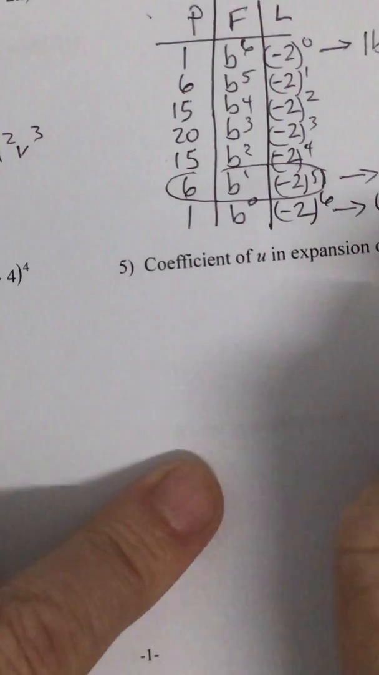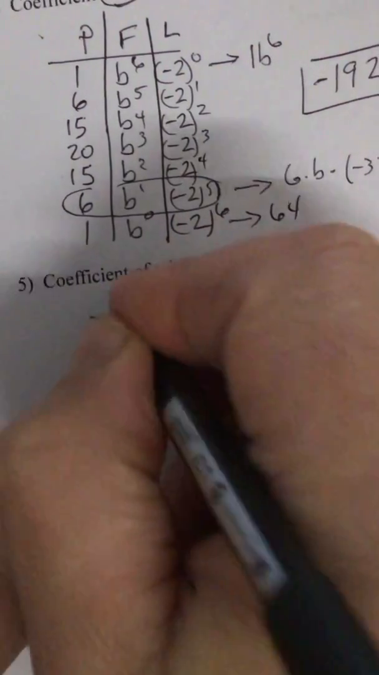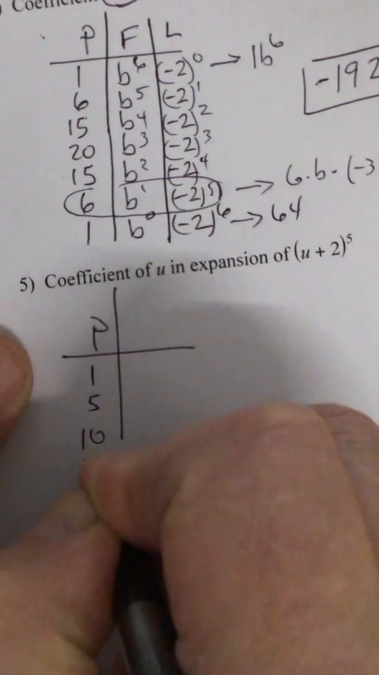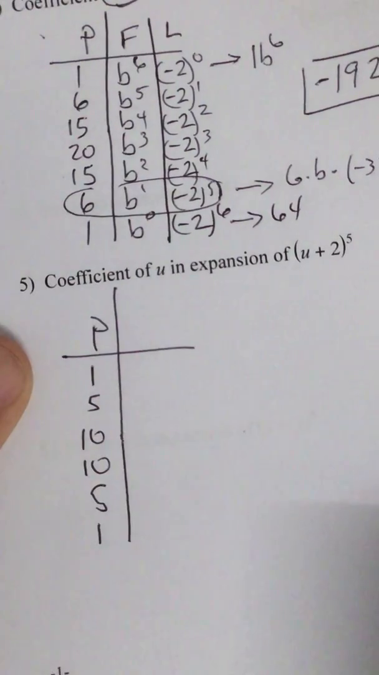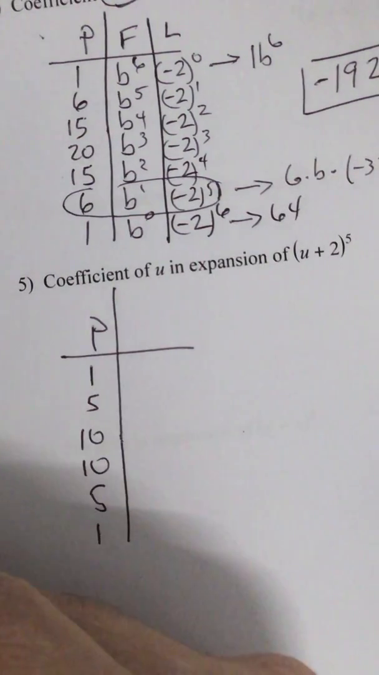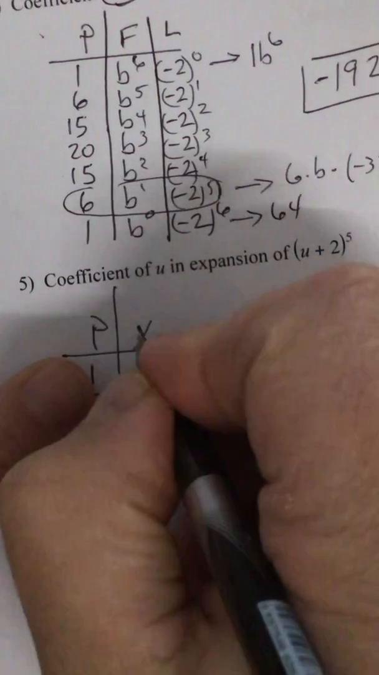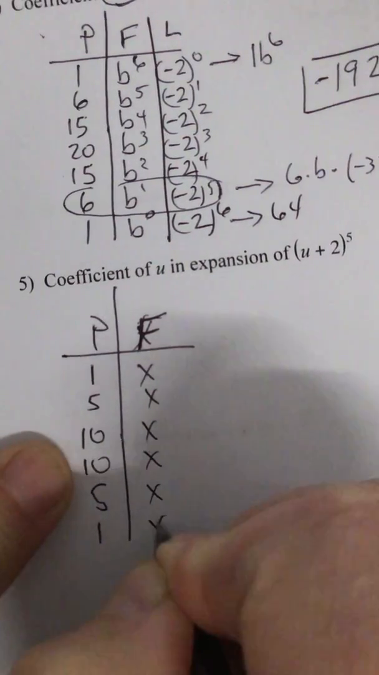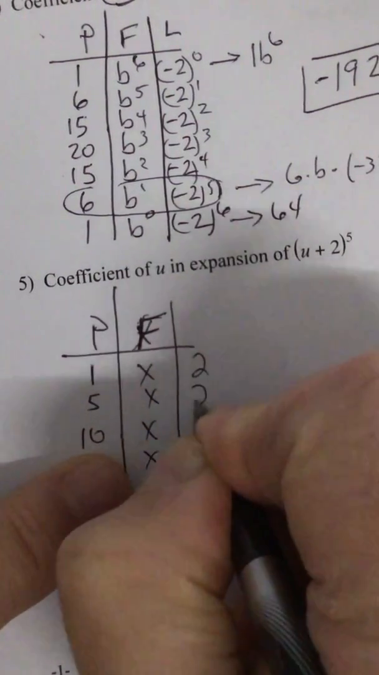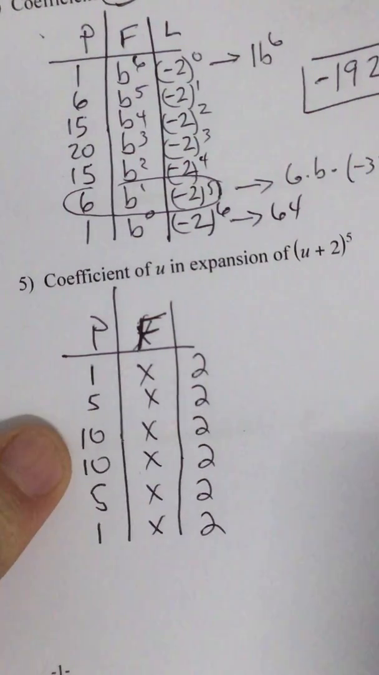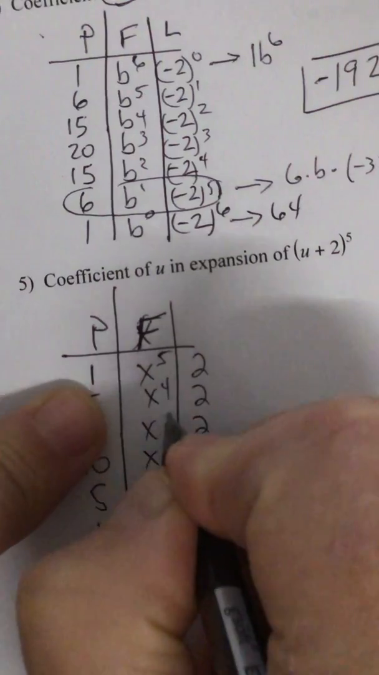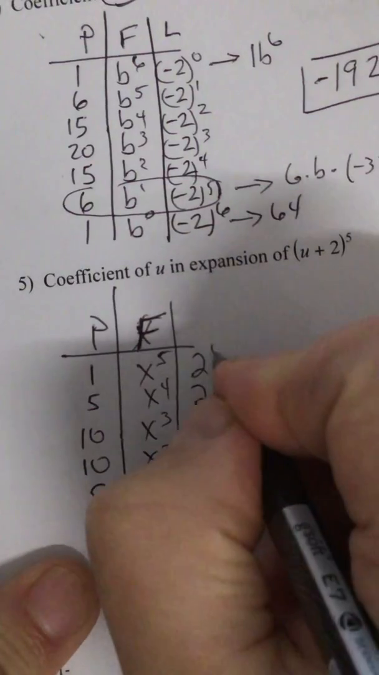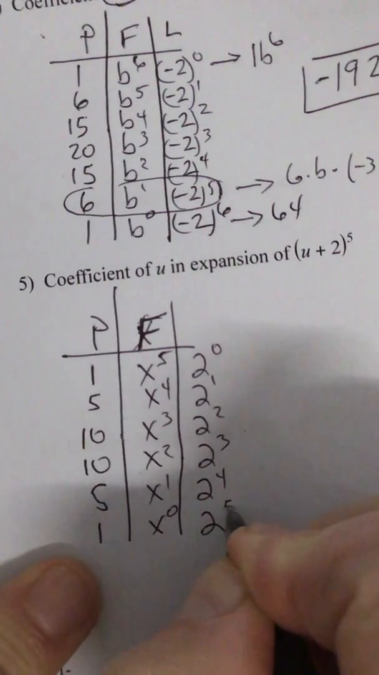Here they want just u again, but it's to the 5th power, so Pascal. Row number 5 is 1, 5, 10, 10, 5, 1. The first term here, u's kind of look like a 4. I'm just going to call this an x first. I like having letters that don't look like numbers. And then the last term is 2. So this is a 5th power, 4, 3, 2, 1, 0. This is 0, 1, 2, 3, 4, 5.